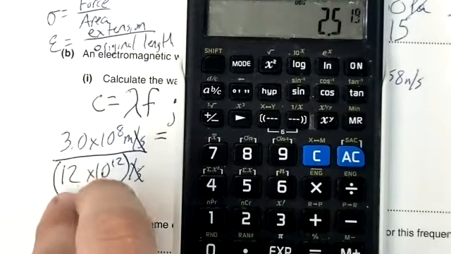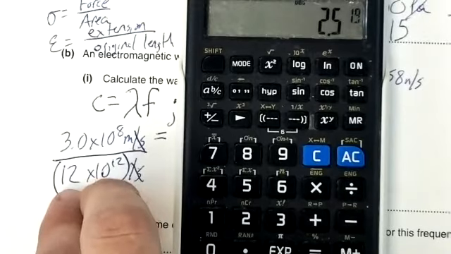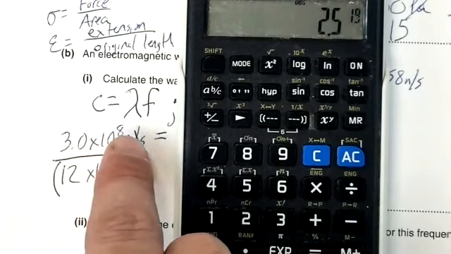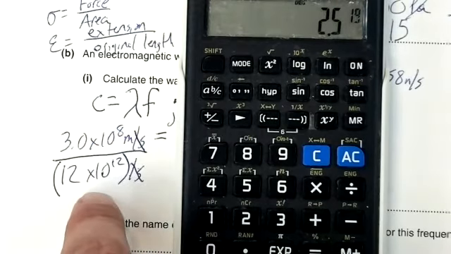Then I'm dividing by 12 trillion. I'm dividing by a huge number, right? Like this number is bigger than that number. Even though 300 million seems like a really big number, 12 trillion is even bigger.